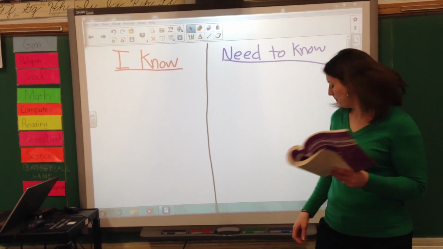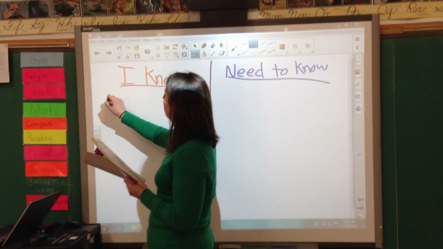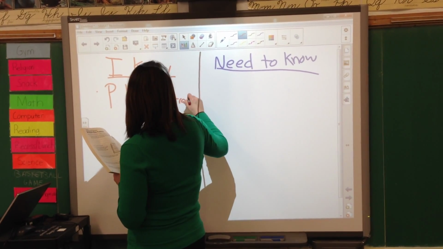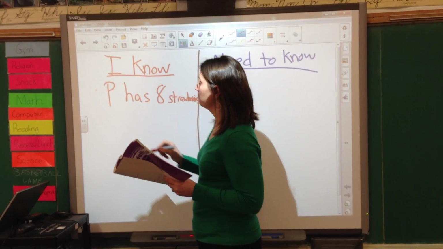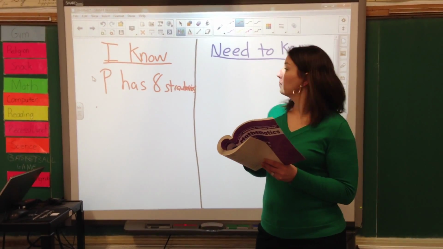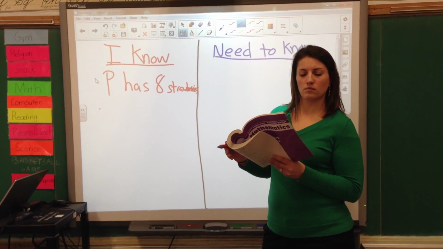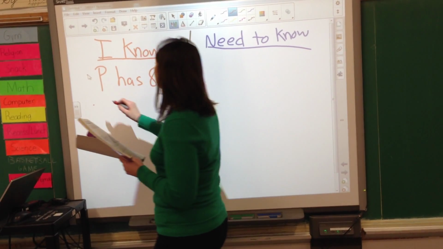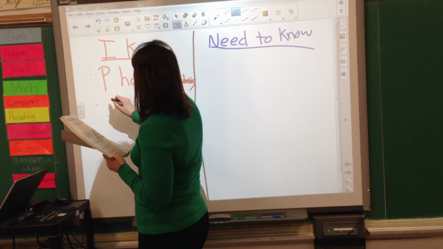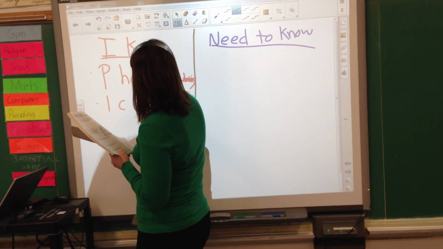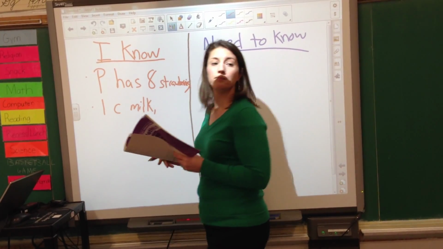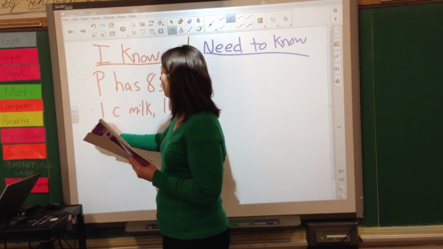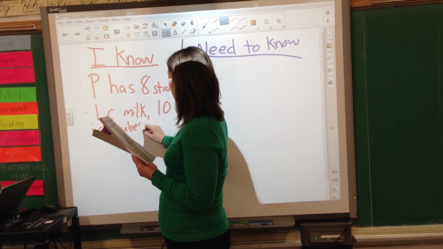What do we know from the word problem? Polly has eight strawberries. Okay, what else do we know? She makes a strawberry smoothie. No, we skipped some stuff. One cup milk, yep. So I'm going to just put a comma here and say one C milk. And what else? And she has 10 ice cubes. Okay.